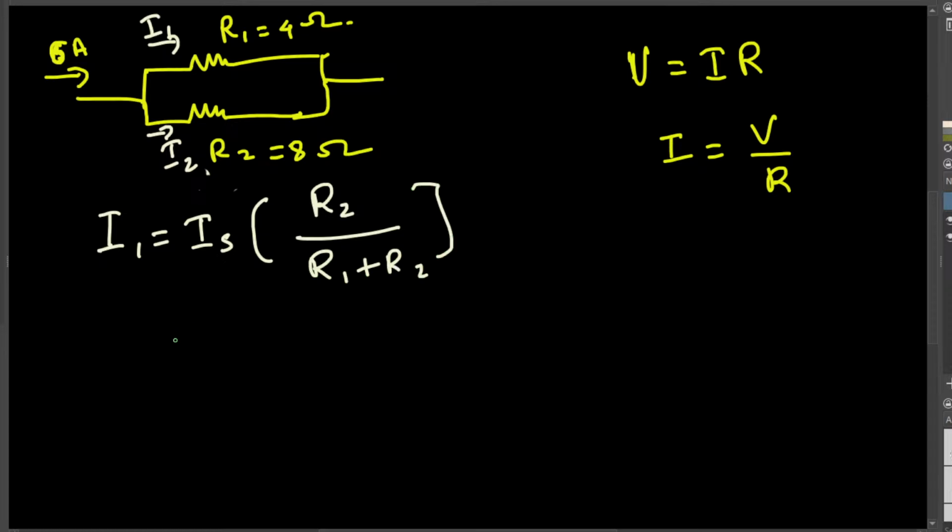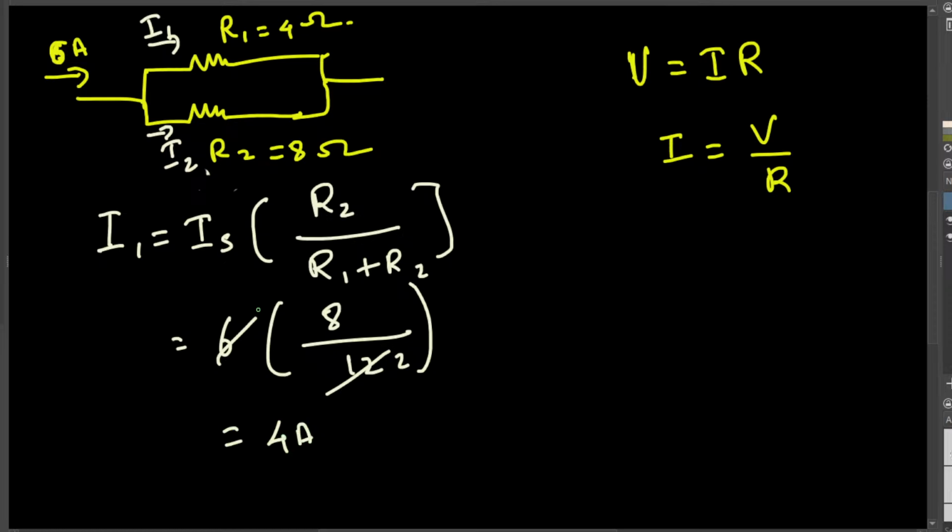So here we are going to have the current source, that we know is 6 ampere, and then the R2 resistance, that is 8 ohm, and then we have the total resistance, that is 12. So this is going to be 2 right here. 8 divided by 2, we get 4 ampere. That's what we did without calculating.